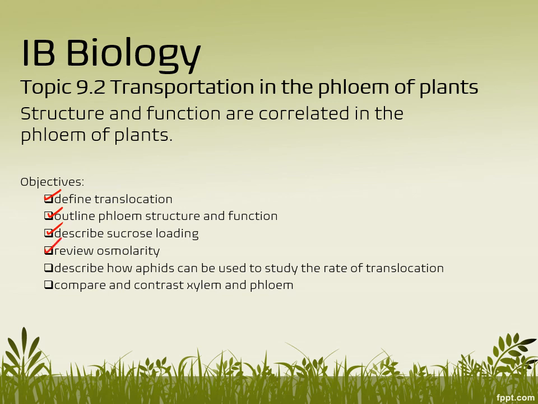We reviewed osmolarity, the hypertonic, isotonic, hypotonic. We described those aphids and how we can cut off their stylets, and then the sap will ooze out of them. We can use that to study the rate of translocation. We wrapped up with our little comparison and contrasting of xylem and phloem. Well done today, my friends.